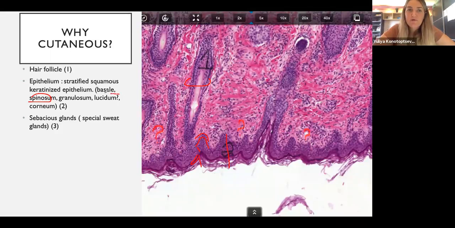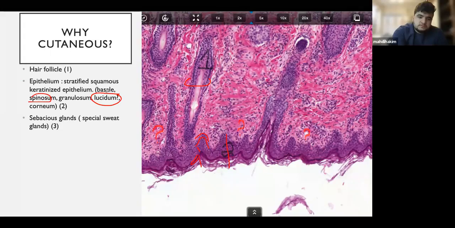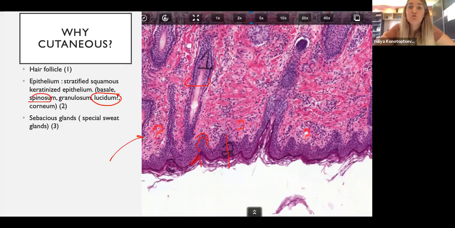Where is the lucidum? It's only in thick skins. Only in the thick skin. And I repeat, this is a thin skin. How do you know that this is a thin skin? Once again, hair follicles.